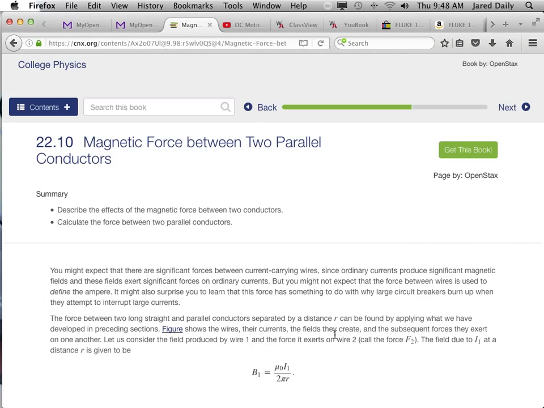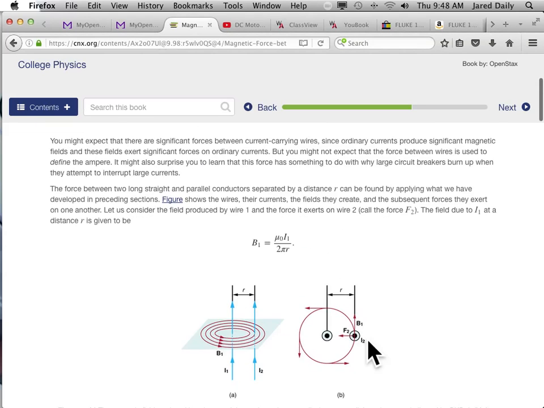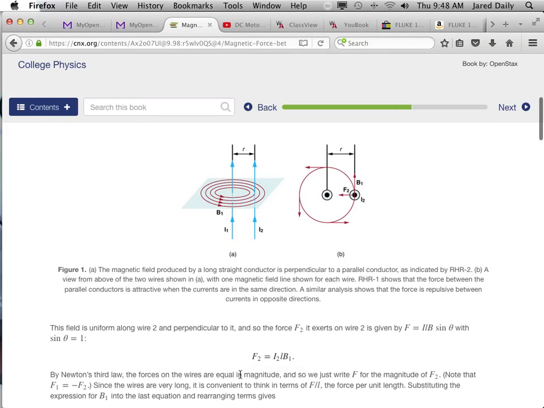Okay, so magnetic force between 2 parallel conductors now. If you have one conductor, one wire, this is how you calculate the magnetic field around that wire. But if you have another wire, you calculate the magnetic force of the first wire's magnetic field on the second wire by taking the current from the second wire and multiplying it by the field of the first wire. So you have the current from the second wire and the length of the second wire multiplied by the magnetic field from the first wire.